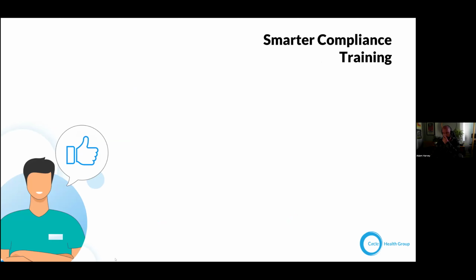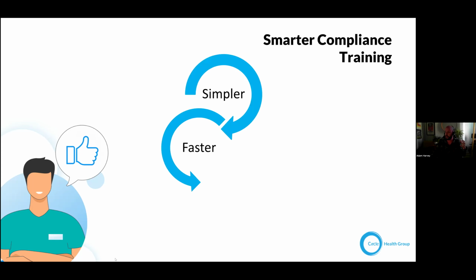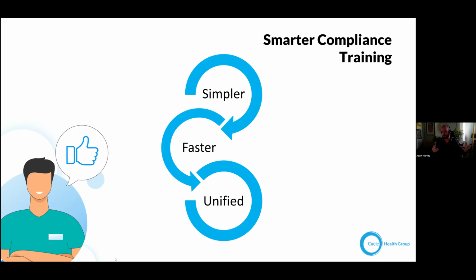The main use of the Learning Space is mandatory and role-specific compliance training. So we wanted that again to be simpler for the end user. What do I need to do? When do I need to do it? Faster, so they're not having to search around for the courses they need to do. It's there front and center for them to complete. And then we want it unified. Talking about the audiences, we want those sites to be able to reliably know that their staff are doing the training that they need them to do.